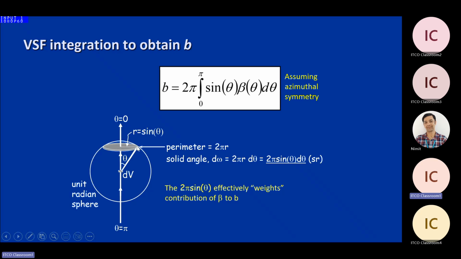And then you assume around all the other azimuth angles that you're going to get the same value. So the perimeter of that is going to be 2 pi the radius, and the radius is sine theta. So that's where the 2 pi sine theta comes in, and that gives you the units of steradian. So the 2 pi sine theta effectively weights the distribution. And what's really interesting is even though you have scattering at 0 and 180 degrees, because of that sine theta weighting at exactly those angles, it doesn't contribute to B at all.